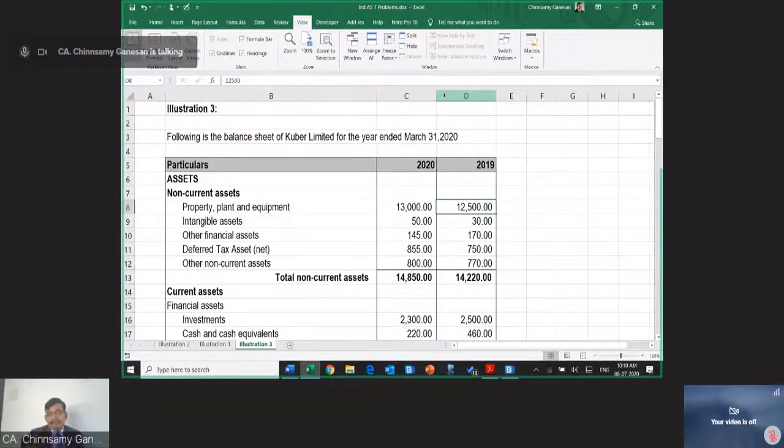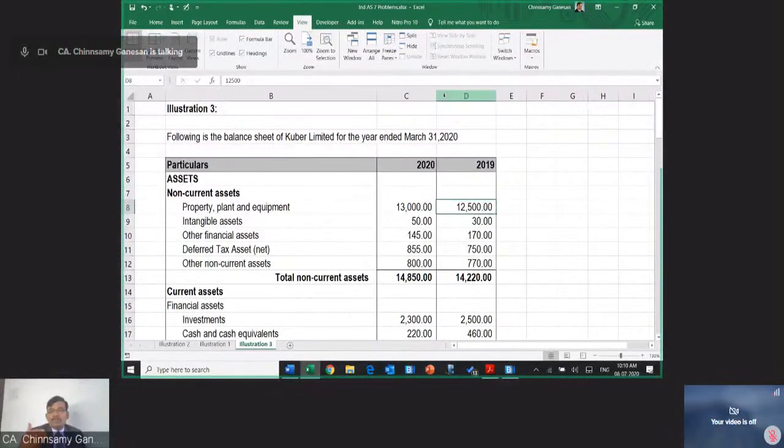Profit before tax, then provision for tax, current tax, and then current tax for earlier years. You will show that as a separate line item, which is a presentation requirement as per Schedule 3. But in the cash flow statement, you need not show what is current year tax and what is previous year tax. You need not show them.